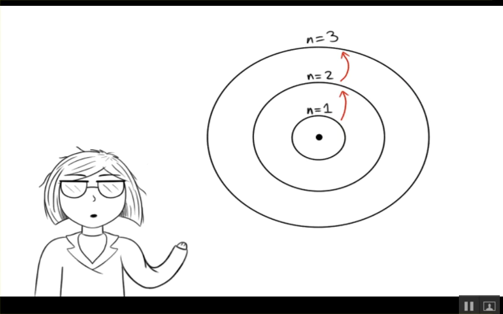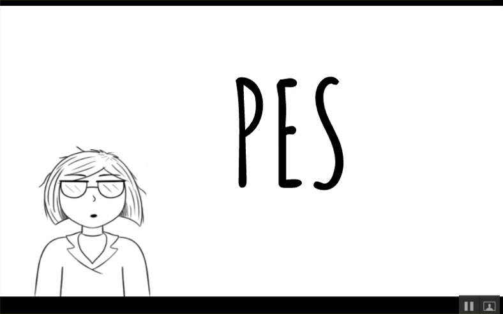Since this happens, you can think of the first energy level as the 1s orbital, since it has the lowest energy and is the closest orbital to the nucleus. Since we are talking about distances of electrons to the nucleus, it's about time to include photoelectron spectroscopy. Photoelectron spectroscopy, or PES, is an experimental method used to determine the electronic structure of atoms and molecules.